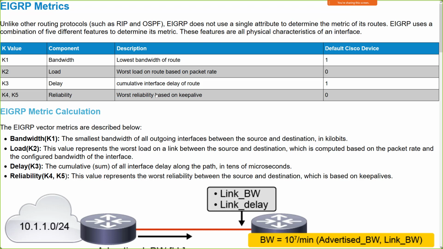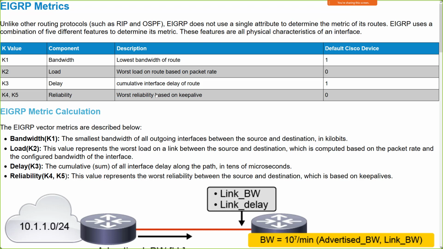All right. So K1 is the bandwidth. It says the lowest bandwidth of the route. If I have 3 routers in a path, and between router 1 and router 2 there's a 10 meg connection, and between router 2 and router 3 there's a 100 meg connection, then the bandwidth that's considered in the formula is the 10 meg bandwidth. It's the worst bandwidth along the path.